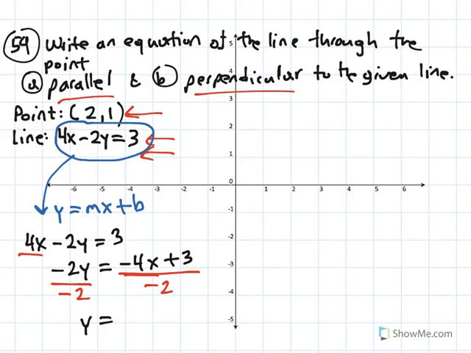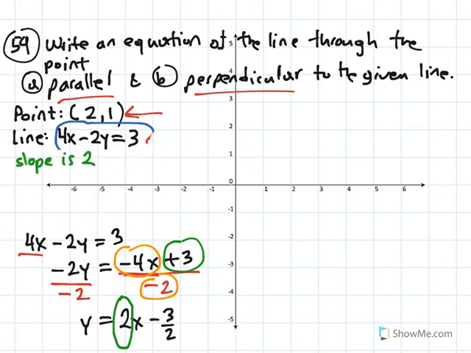So you're going to have to divide -4x by -2, giving you positive 2x. You're also going to have to divide positive 3 by -2, giving you -3/2. But the important thing is we wanted to know the slope of the given line. The given line has a slope of 2. So when we're doing part A, we would like to write an equation of the line that passes through the point (2, 1), and that would have a slope of 2.